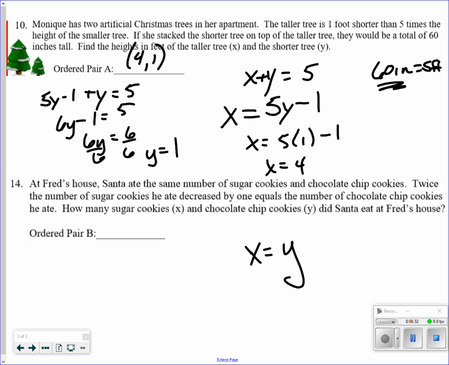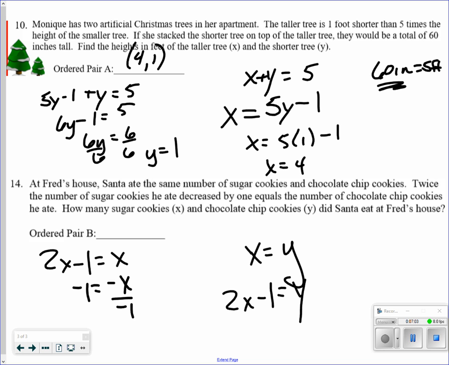So the second one says twice the number of sugar cookies, so 2x, he ate decreased by 1 equals the number of chocolate chip cookies that he ate. Now, this is set up for substitution. It actually doesn't matter which way you want to substitute this, because you have y and y, or x equals y. So I'm going to substitute in for y. So I put the x in place of the y. Subtract 2x, x would equal 1, and then by substitution, put it back in, y would also equal 1. So these two cross at the point (1, 1).